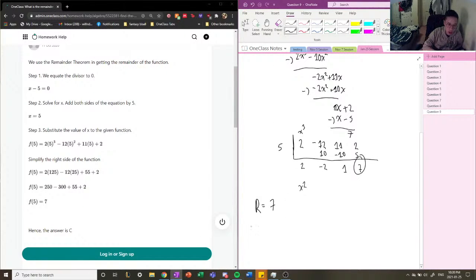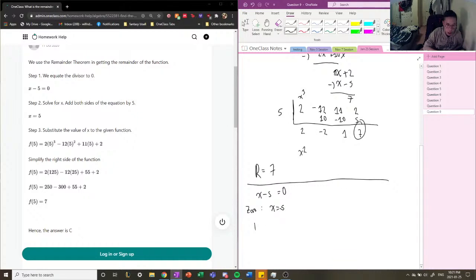So let's run through the steps of what the junior tutor did. The junior tutor found the zero of x minus 5, right? The zero of x minus 5 is x equals 5. So that's the first thing you need to do: find the zero, and next you plug the zero into your function. So f of 5 equals 2 times 5 to the power 3 minus 12 times 5 to the power 2 plus 11 times 5 plus 2.